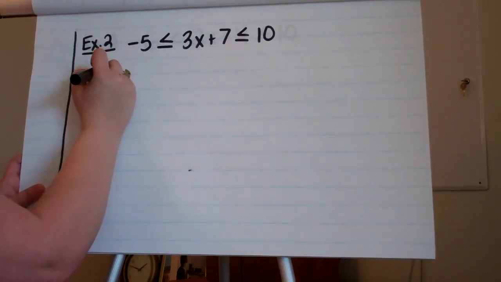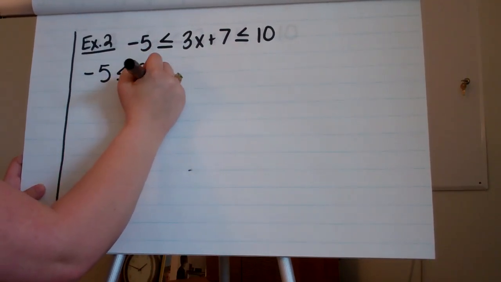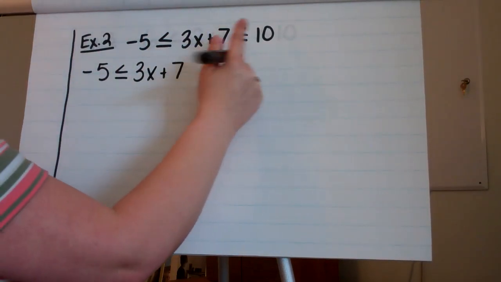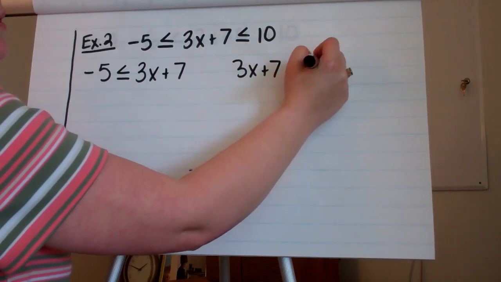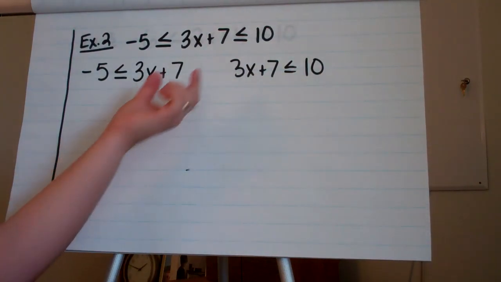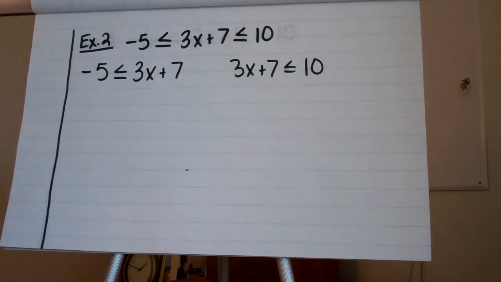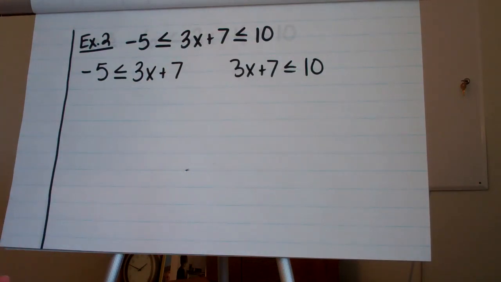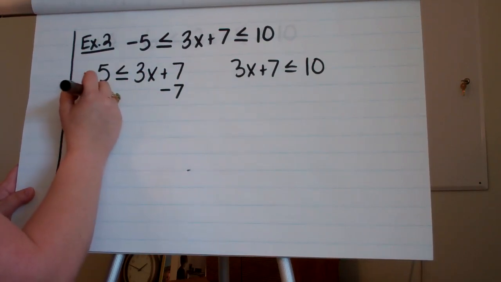So I have negative 5 is less than or equal to 3x plus 7, and then I have 3x plus 7 is less than or equal to 10. Okay, so this piece has to be in both inequalities. Now I'm going to solve both for x, just like I do in any inequality. I'm going to subtract 7 from both sides.